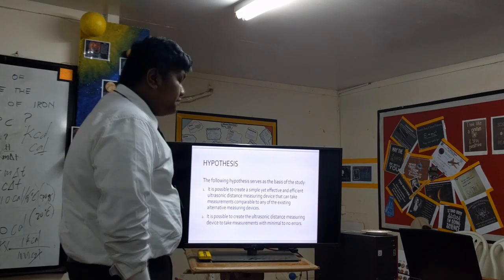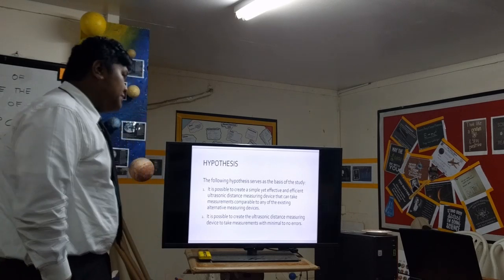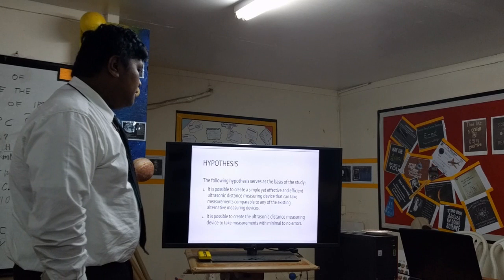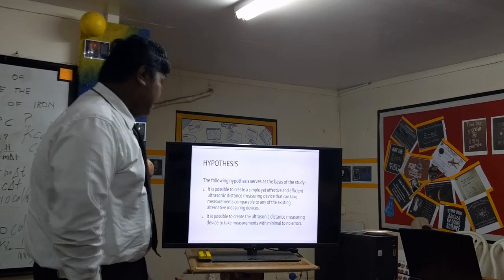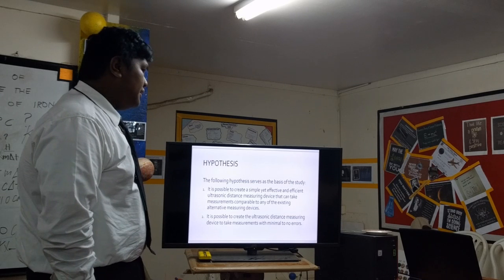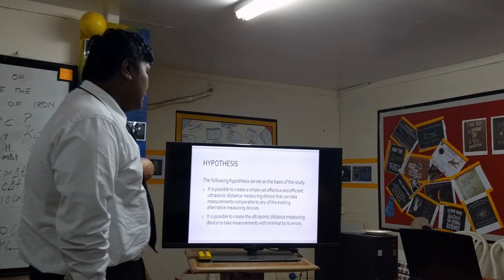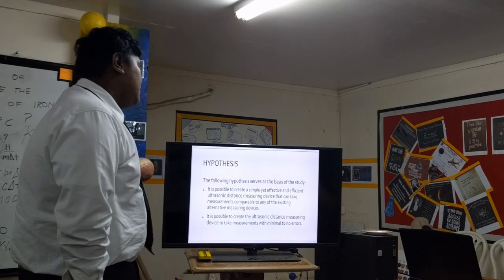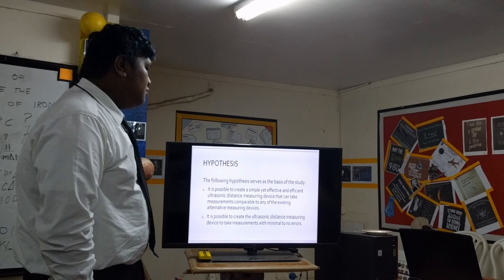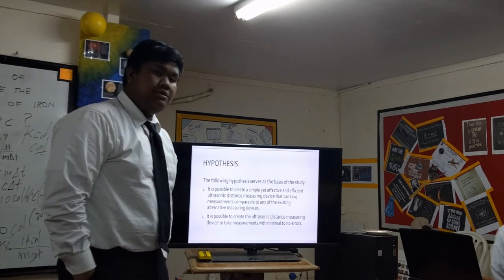So moving on, we have hypothesis. The following hypotheses serve as the basis of the study. First, it is possible to create a simple yet effective and efficient ultrasonic distance measuring device that can take measurements comparable to any of the existing alternative measuring devices. Second, it is possible to create the ultrasonic distance measuring device to take measurements with minimal to no errors.